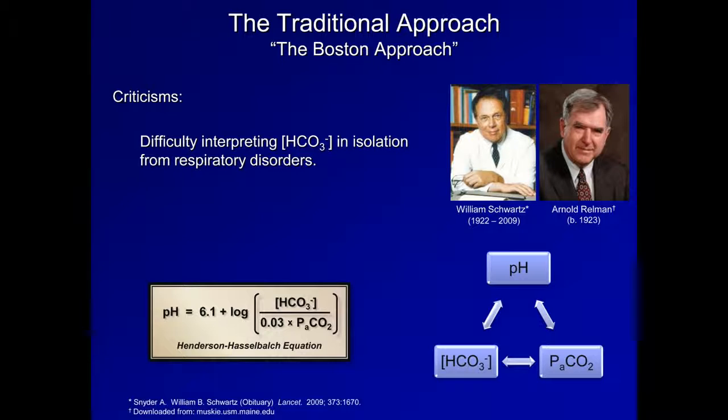Another common criticism, which I think is a little bit more valid, is that it fails to invoke buffers other than bicarb. As we learned in Lecture 2, there are numerous other buffers in the body, including albumin, phosphate, and hemoglobin.